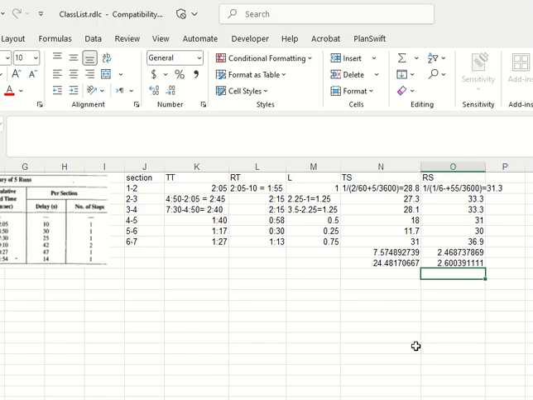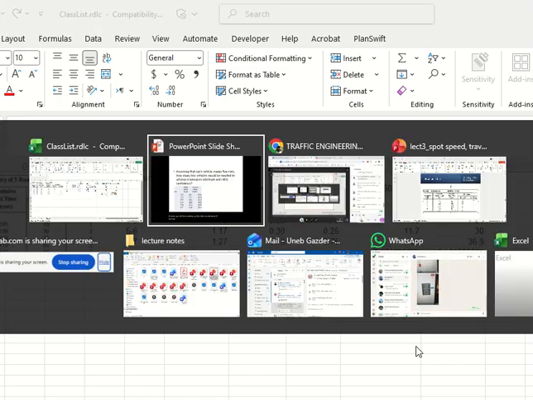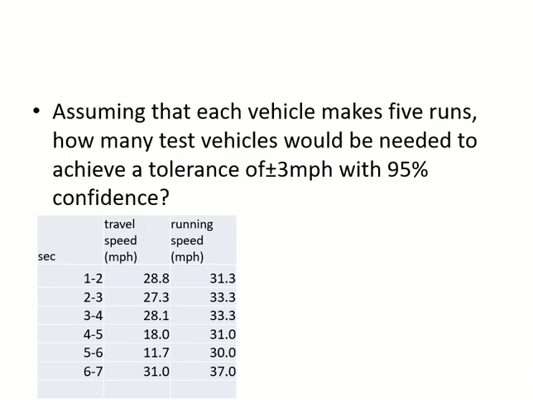In both cases we should round up. So when you do the rounding up, this one becomes 25 and this one becomes almost 3. Now if I go back to the question, they have mentioned something else as well. They want to calculate how many test vehicles are required. I told you there's a method for collecting travel time data known as the test car method. So you hire a car.